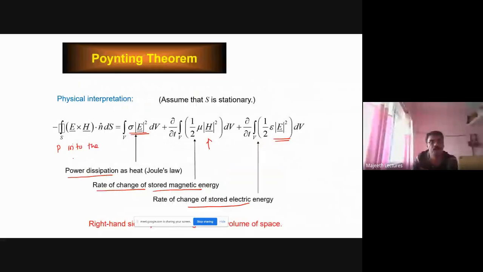When power flows into any region, as per the law of conservation of energy, some of the power is dissipated as heat, some of the power is stored in the electric field, and some of the power is stored in the magnetic field. This is the total power entered into the region. This is the Poynting theorem, right?